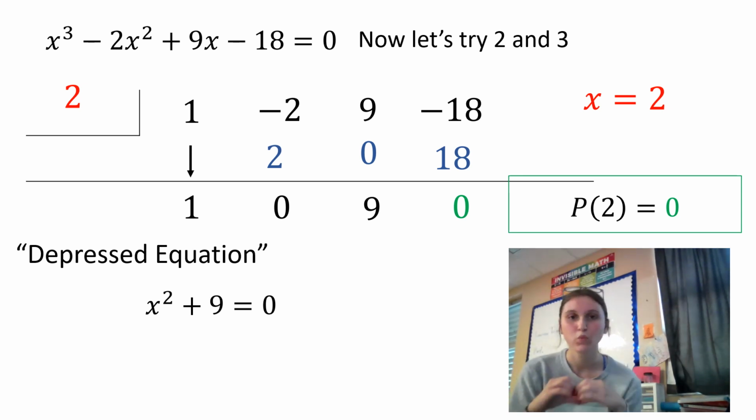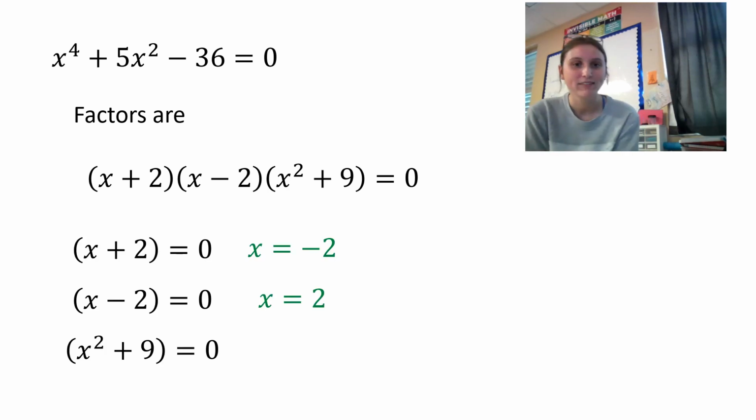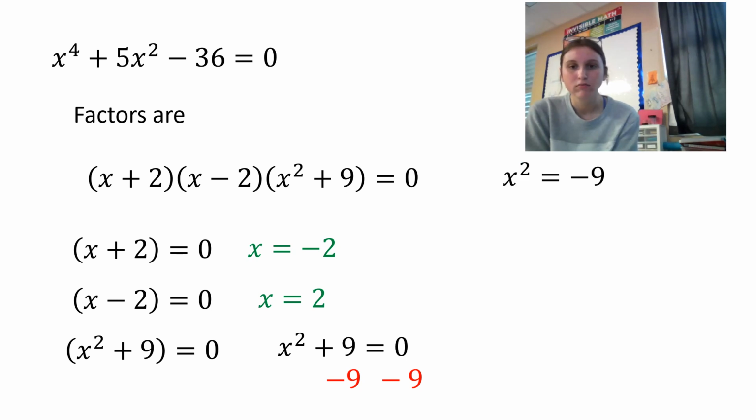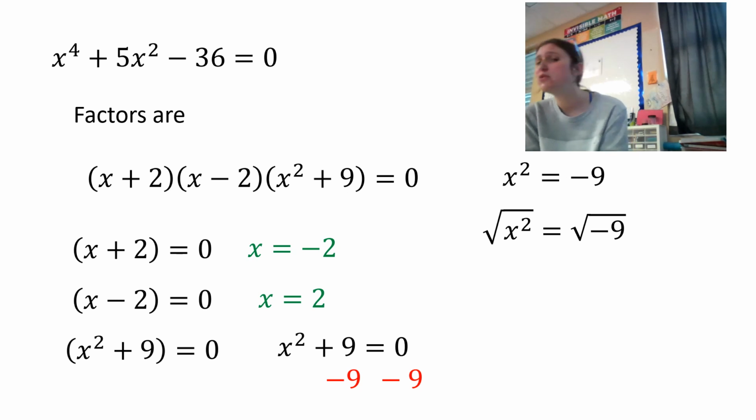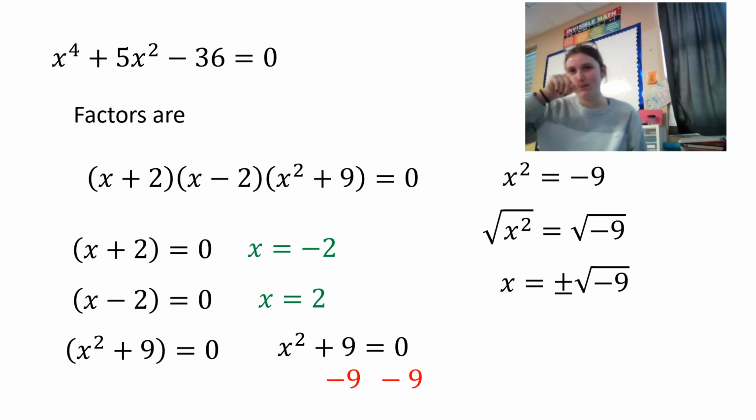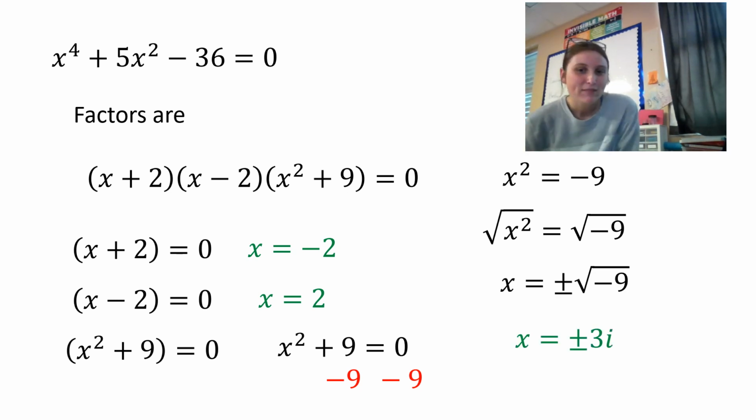Okay, so I'm going to skip ahead a tiny bit. X squared plus 9 equals 0. We can solve this by subtracting 9. X squared equals -9. What can we do now? Take the square root of x squared, which equals the square root of -9. It's not 3, it is 3i. Yes. Plus or minus 3i. Ta-da!